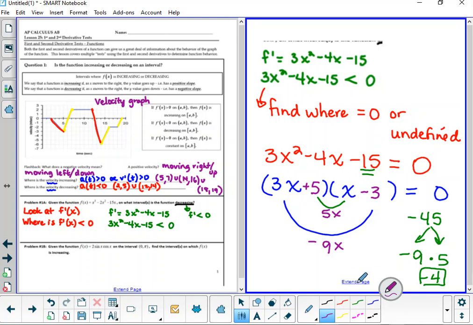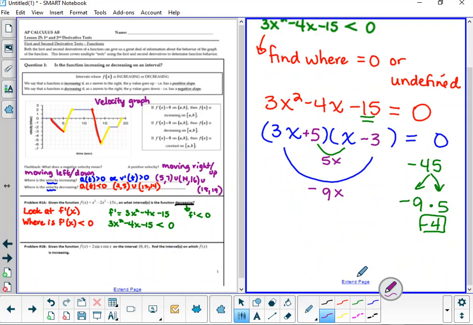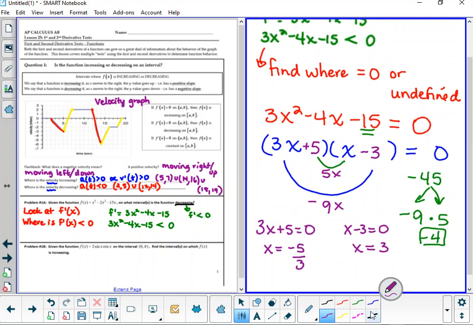So that means this function will equal 0 when 3x plus 5 equals 0, or when x equals negative 5/3, or when x minus 3 equals 0, which is x equals 3. We're not answering the question yet. We're still in the part where we're figuring out where it equaled 0. And now we're going to figure out how to use these to answer the question of where this polynomial is less than 0.